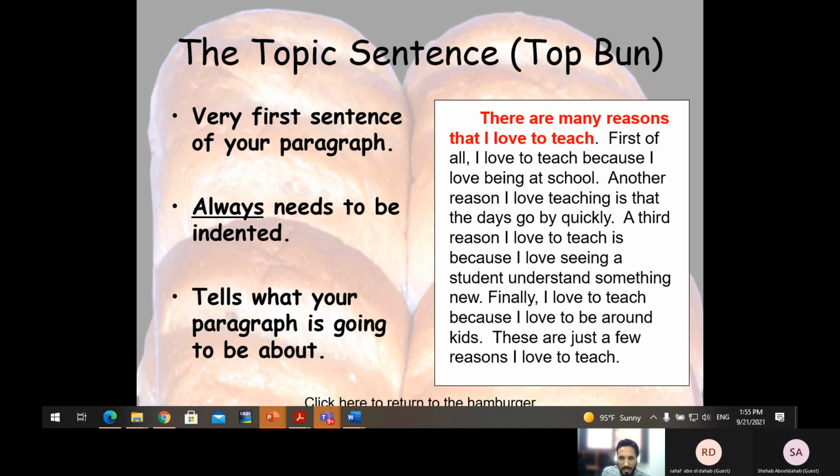So how to write this topic sentence? Any topic sentence consists of what? Two parts. The topic and the controlling idea, as we said before. What is the topic here? Teaching. I love teaching, or I love to teach. So what is the controlling idea? There are many reasons. This is the controlling idea that needs to be explained. Okay?